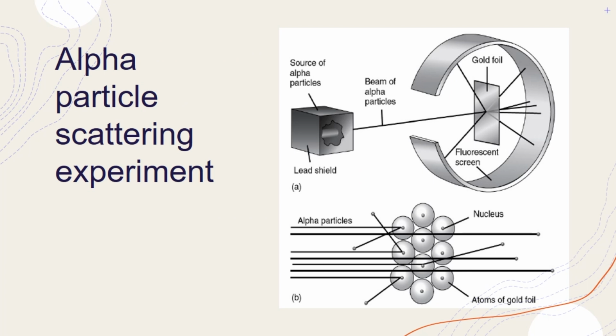Atoms. Next chapter is atoms, and in atoms it starts with alpha particle scattering experiment. In alpha particle scattering experiment, you should know the experimental arrangement of alpha particle scattering experiment and also distance of closest approach and impact parameter. Those definitions also you should remember.